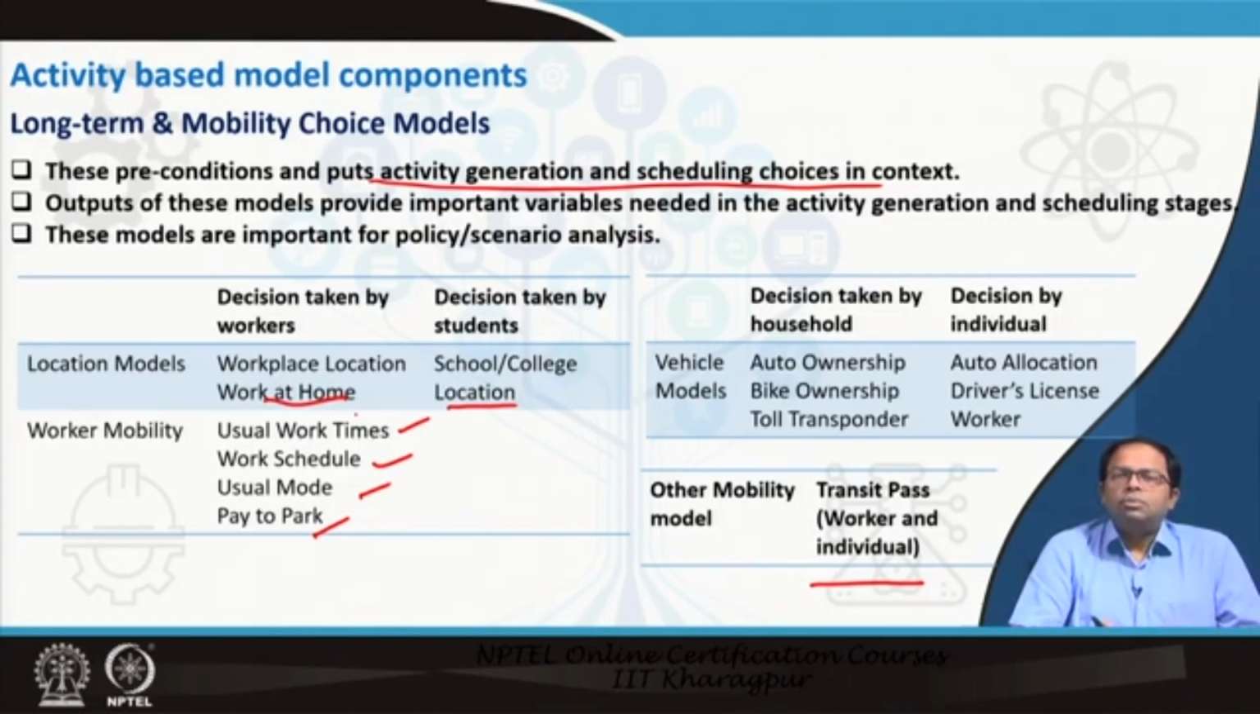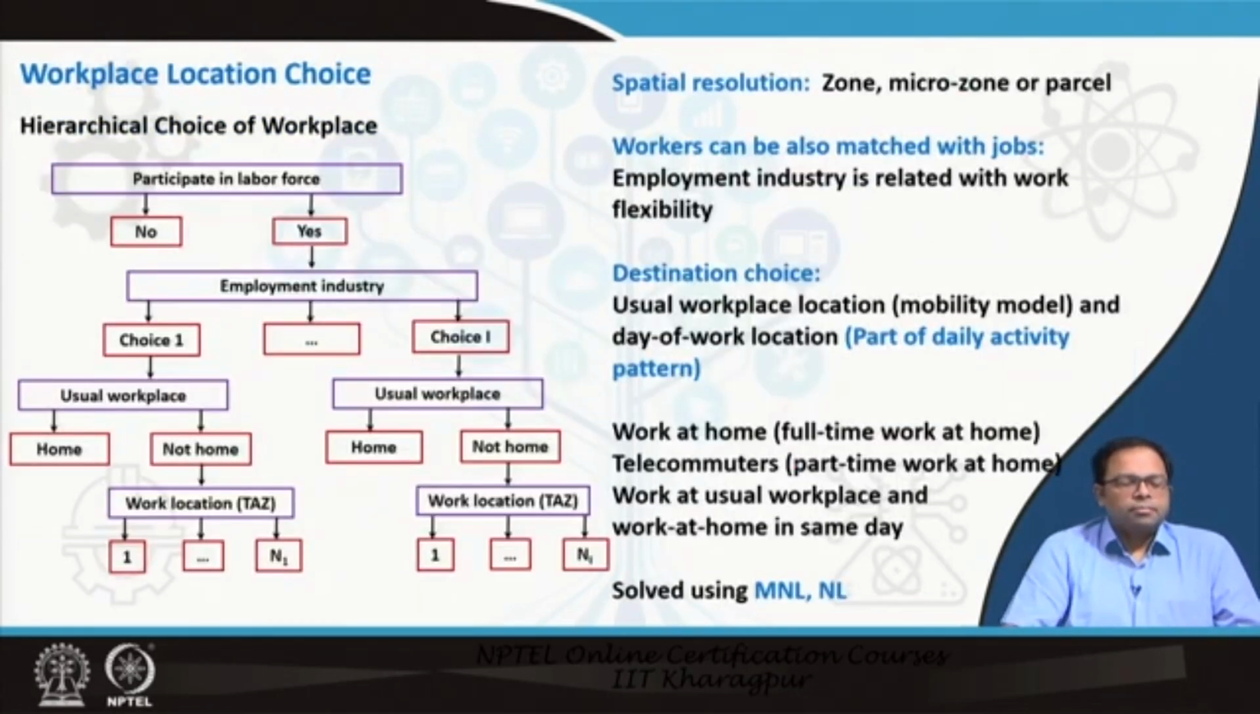So, long term choices are first determined, and once that is determined, based on those choices, lifestyle choices I would rather say, and location choices and maybe time of the day choices as well, I decide on my activity schedules for a particular day. So, that is being decided over here in long term and mobility choice models, and this part remains the same as what we did earlier.